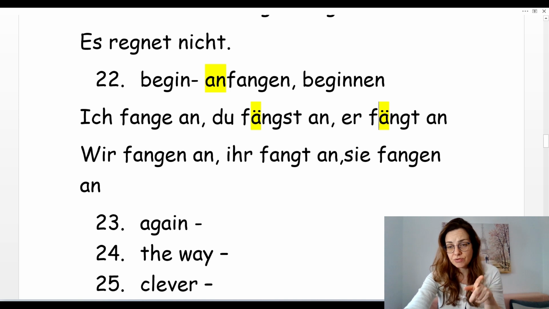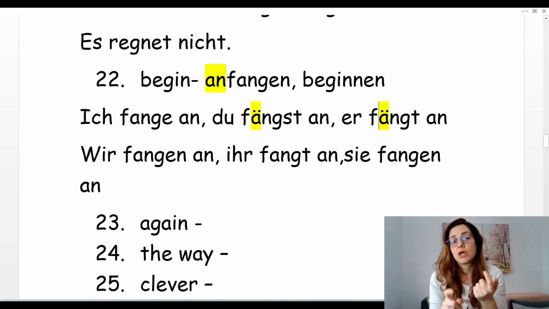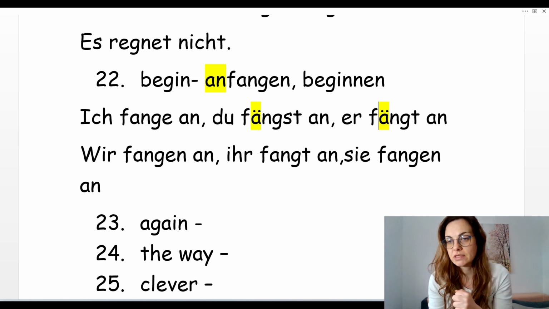And beginnen is a regular one, so ich beginne, du beginnst, es beginnt. Wir beginnen, er beginnt, sie beginnen.